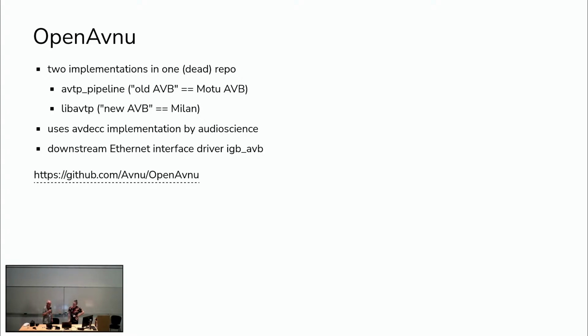One is called the AVTP pipeline, and the other one is LibAVTP, which is newer. Both are contributions. AVTP pipeline is from some company that did this and then released it. It's all not simple. AVTP pipeline implements the old scheme of packaging samples into Ethernet packets. So as such, it's compatible with the old MOTUs. LibAVTP talks the new protocol, but doesn't talk the old one.